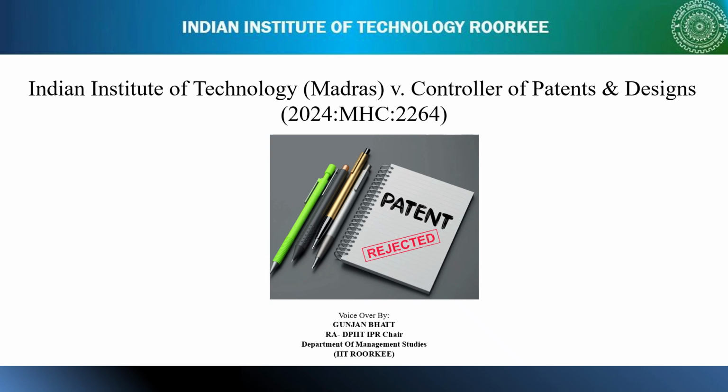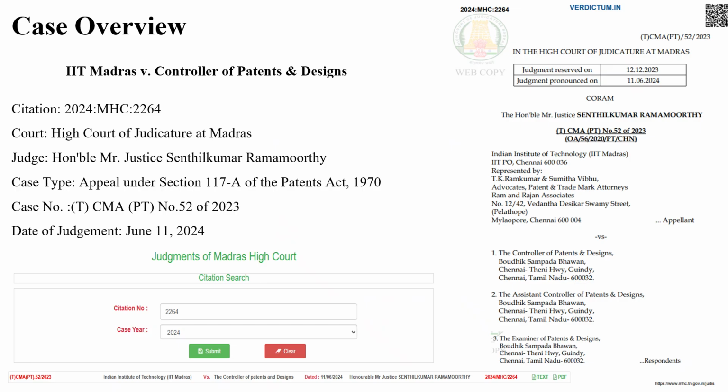Today we are diving into a fascinating patent litigation case between Indian Institute of Technology Madras versus Controller of Patents and Designs. The case overview: this case was an appeal under Section 117A of the Patent Act 1970. The citation is 2024 MHC 2264, and it was heard by Honorable Mr. Justice Senthil Kumar Ramamurthy. The appellant was IIT Madras.